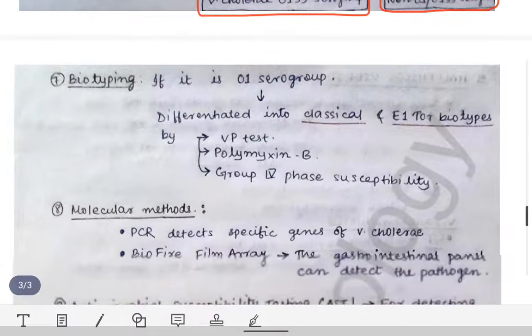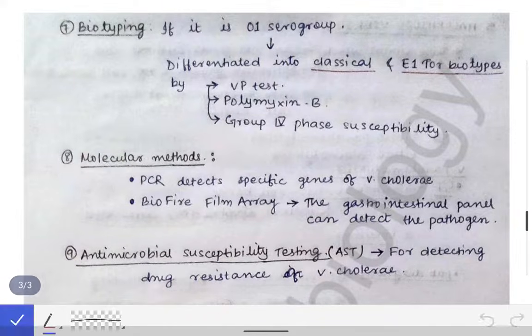So by using the antisera, we can differentiate between the serogroups. Next we have the biotyping. How do we do the biotyping? Biotyping is done in case of O1 serogroups. It is important because the classical biotype has caused 6 pandemics out of a total of 7 pandemics, while the recent pandemic of cholera, the seventh pandemic, was caused by the El Tor biotype. That's why it becomes very important to differentiate between them.